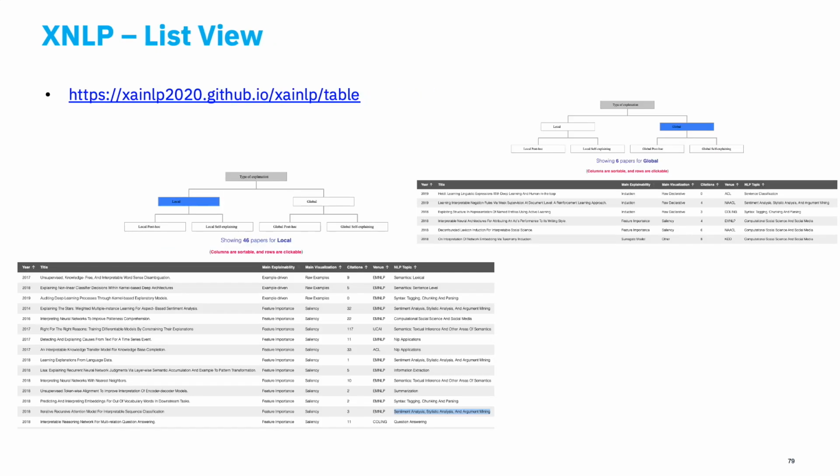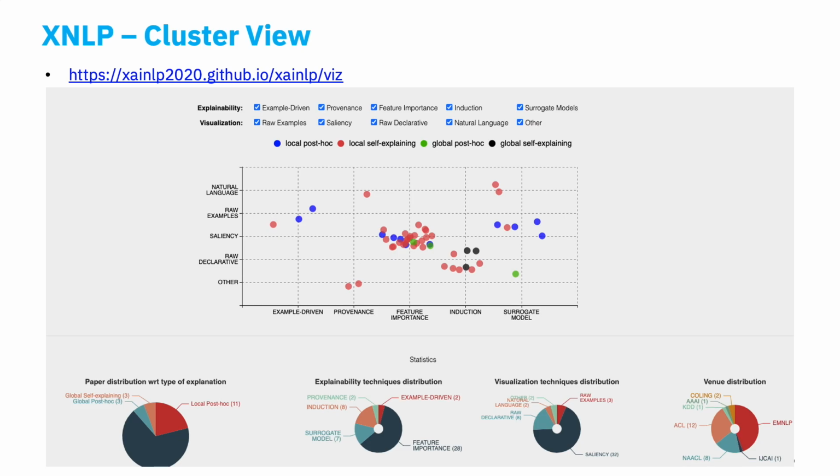Same observation can also be identified in the list view of our website. Also in this view, users can further sort the papers in each category by their explainability techniques, visualization techniques, venue, and NLP tasks. Our website also provides a cluster view page where the readers can use this interactive chart to identify the distributions of different combinations of visualization techniques and explainability techniques.